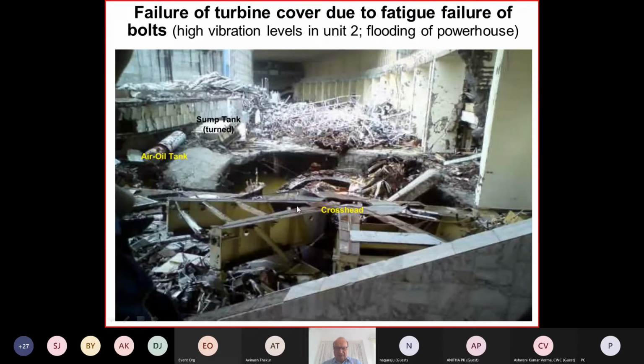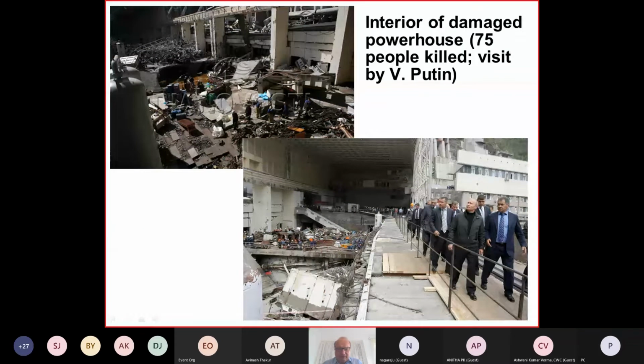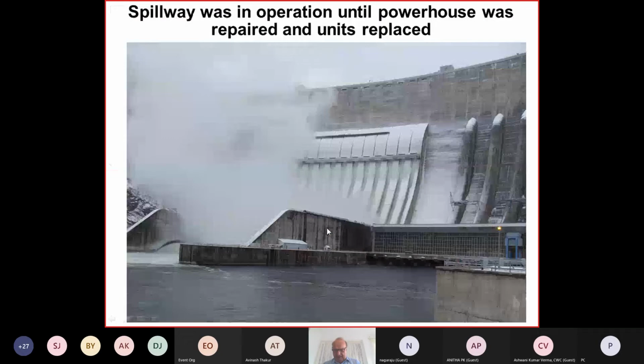This is now a powerhouse, which I've shown before, with this huge pressure, 240 meters head. Even big concrete parts here are quite heavily destroyed. Even the power plant, the damage was almost $1 billion. Even Putin comes here to have a look at this big accident because, as I said, about 75 people were killed.